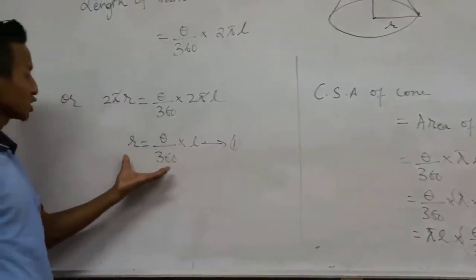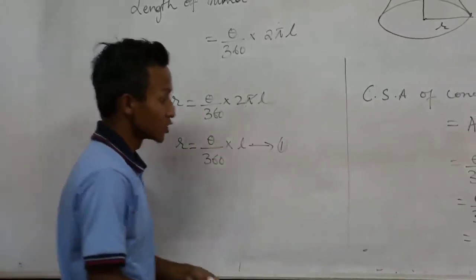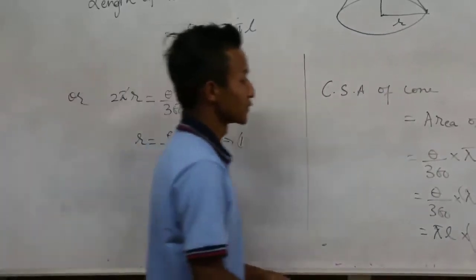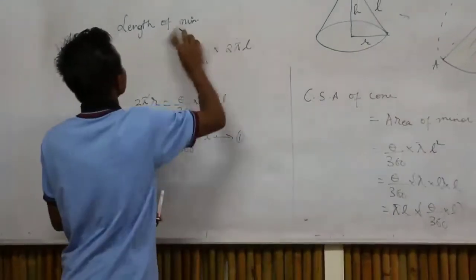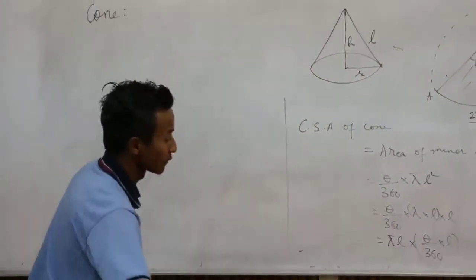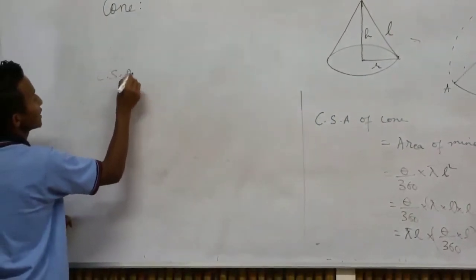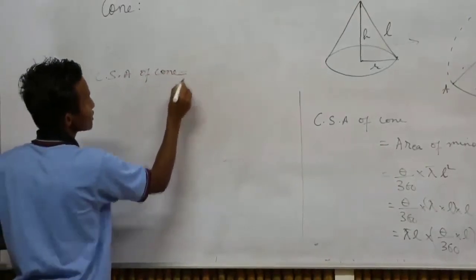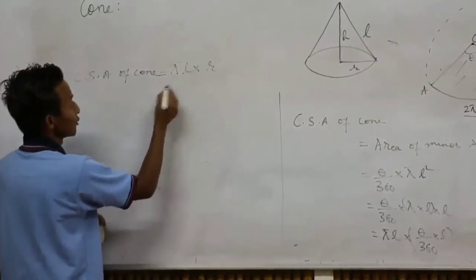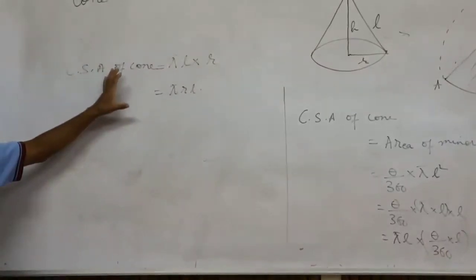As you can see from equation 1, R is equal to theta by 360 into L. So this quantity, I will replace it by R from equation 1. So curved surface area of cone is equal to pi L into R. So I will arrange the terms and write it as pi R L. This is the curved surface area of a cone.